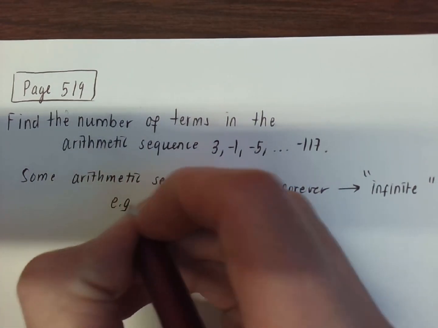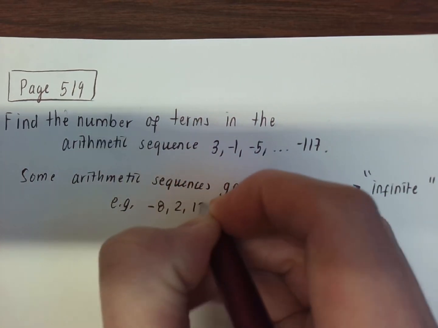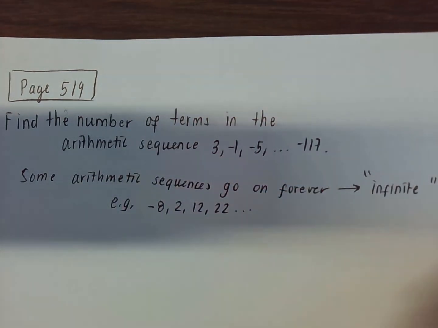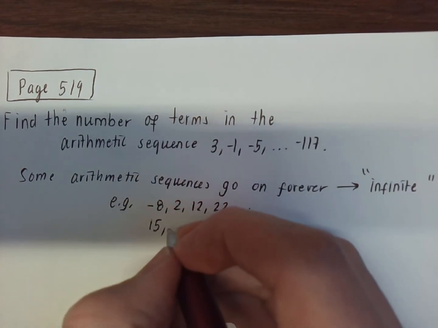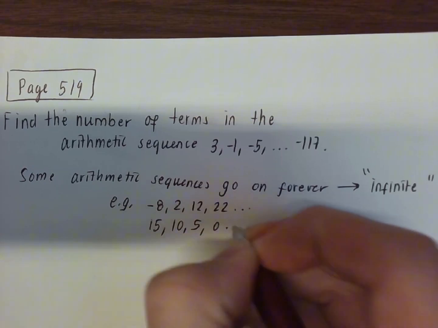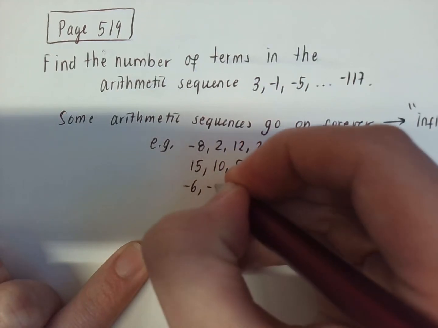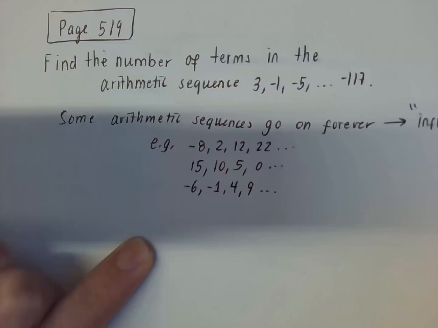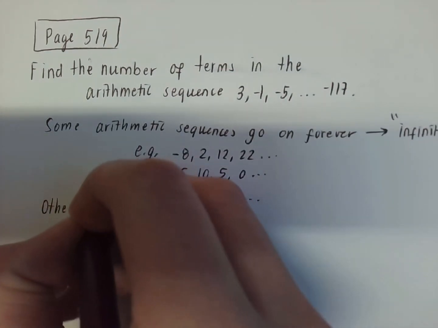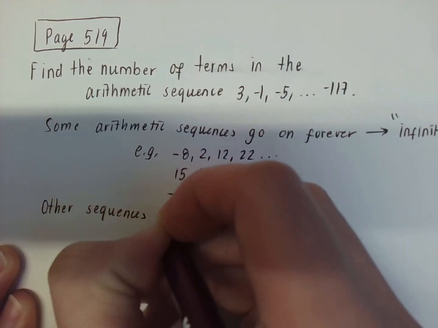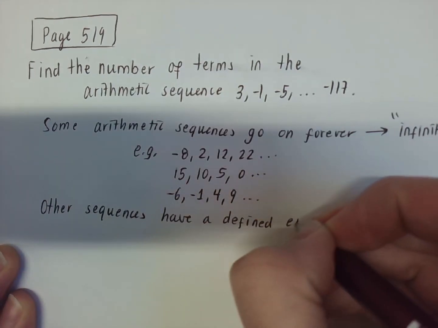Those are like the ones we've seen before. For example, from the previous page, -8, 2, 12, 22, dot, dot, dot. It's just going to keep going forever. Something like 15, 10, 5, 0, dot, dot, dot. That sequence can just continue forever. The previous question could continue on forever, but other sequences have a defined end point.